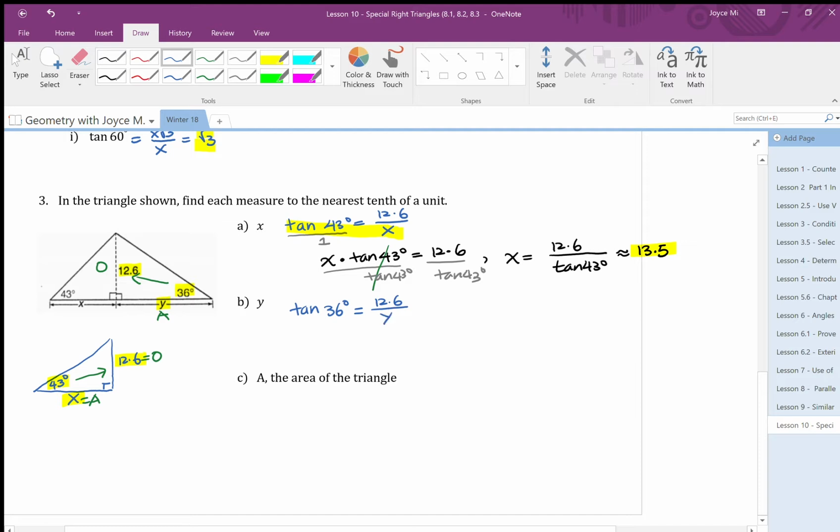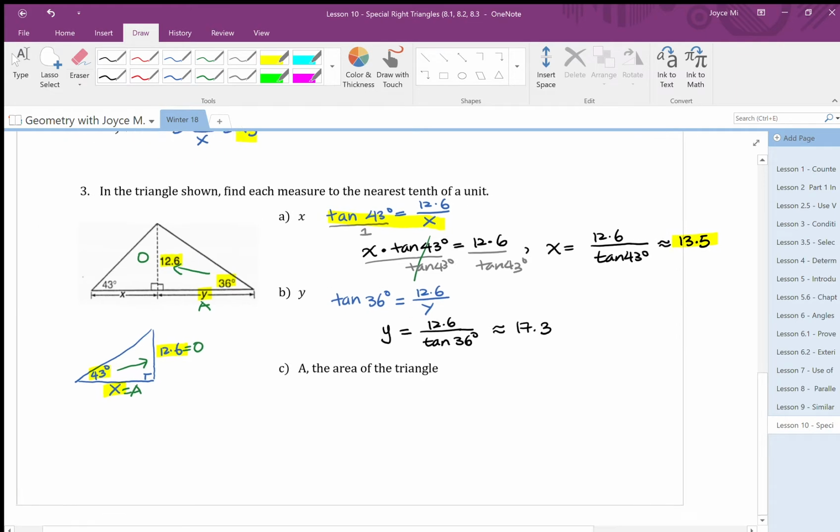In the same manner, you could solve like you solved for the previous one. Let's say I could add a 1 on the bottom, do cross multiply. And once you've done all that, divide both sides by tangent 36, and you will get y. It's the same as the previous one. So y is equal to 12.6 divided by tangent 36 degrees, and you can use that in your calculator, approximately 17.3. Okay, so that's how you do it.